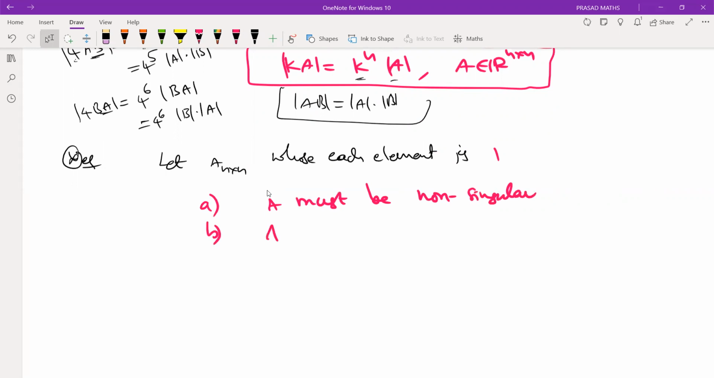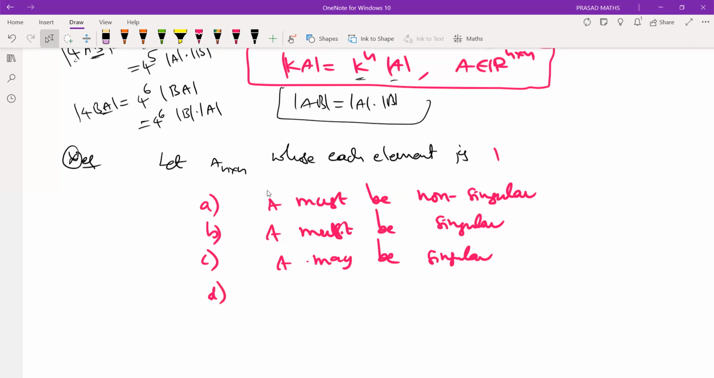B must be a B option. A must be singular. C must be C option. A must be singular matrix. A may be singular matrix. A may be singular. D. A may not be singular.